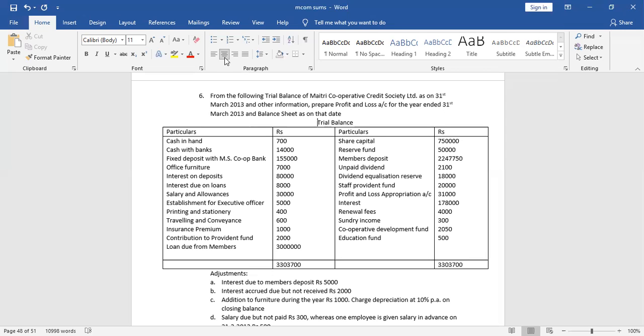Next one is interest due on loan. Due means outstanding. So interest outstanding on loans, as this is a credit society, these are the loans given. So this outstanding interest, because it is in the debit side, this will come in the asset side. This is outstanding income. Salary and allowances is an expense. So profit and loss account.